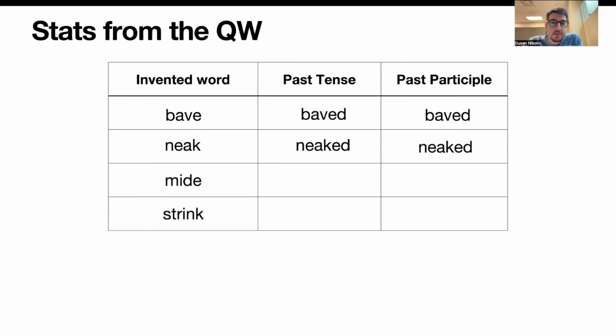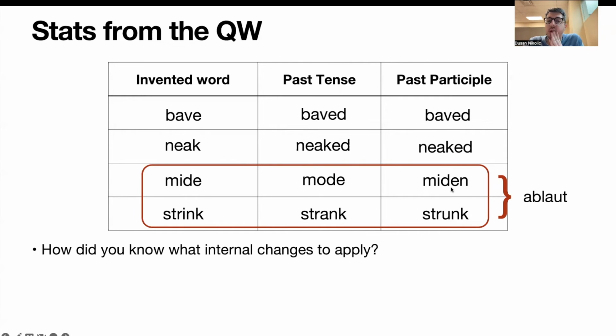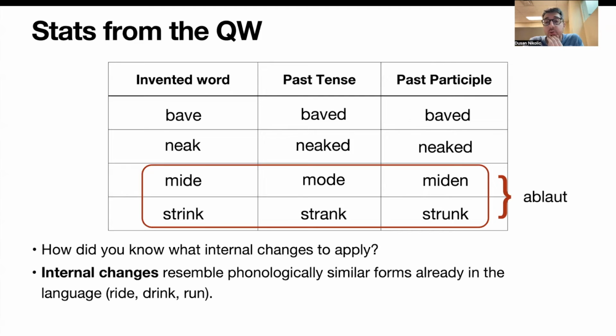And I showed you some stats from the quick write. Most of you said that bathe was bathed and nick was nicked, right? This was a regular past formation. But mide was mode, miden, string, strang, strunk, right? And these are all cases of ablaut, except for maybe miden, which is a case of inflection. So pay attention to this. How do you know what internal changes to apply? Well, you knew because they are already similar to the forms that we know, such as ride, drink, and run. So you knew because you already acquired these.